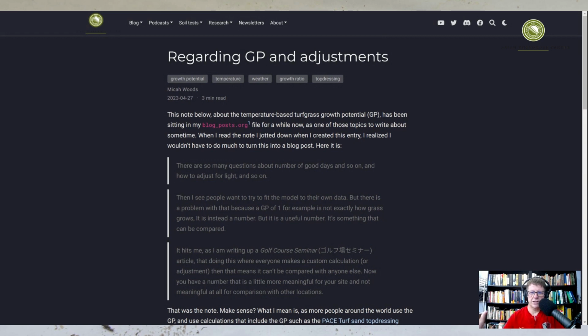This turfgrass manager from Scotland contacted me and said he was looking to apply the growth ratio. He was putting his data into the spreadsheet and he said he was getting a growth potential number that was about half of what he was getting using a different spreadsheet that he had that was calculating growth potential. And I said, well, I think I know why that is. Before I even look at the spreadsheet, I'm going to guess what it is. I said, I guess that the optimum temperature is different. And it turned out that it was.